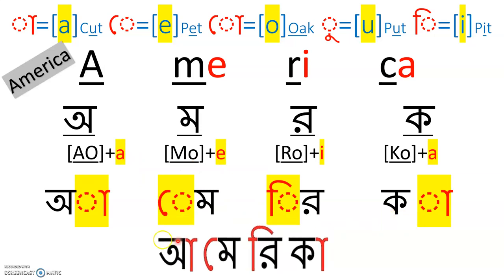And that's how it's going to look when you remove these dotted lines, because they get replaced by the letter. So it's A right here. Then Me, remove this dotted line, Me, Re, Ka, America. Alright, let's see another one.